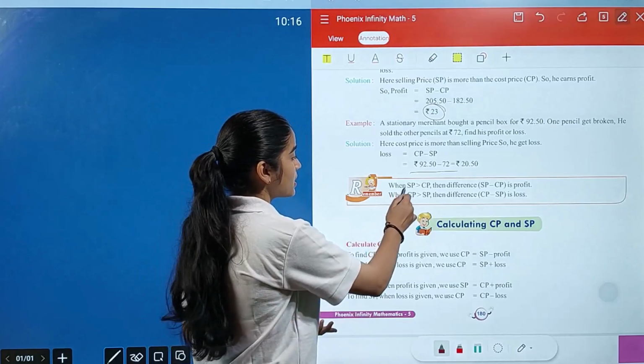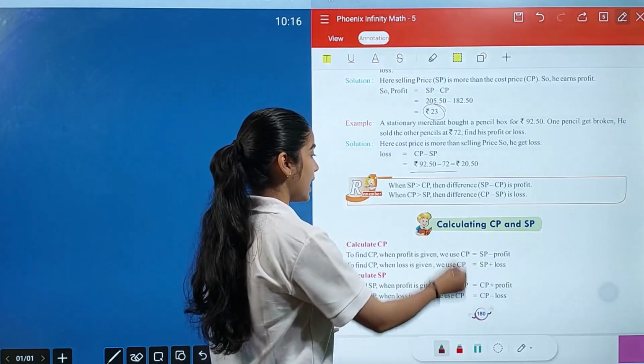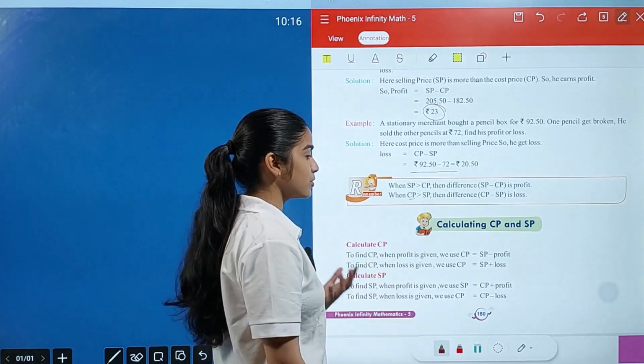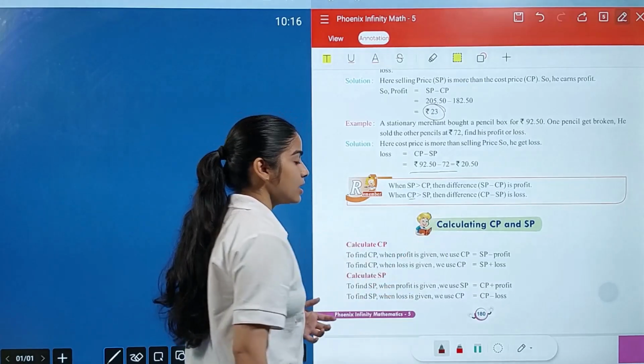When selling price is greater than cost price, then the difference, selling price minus cost price, is profit. And if your cost price is greater than selling price, then the difference is loss.